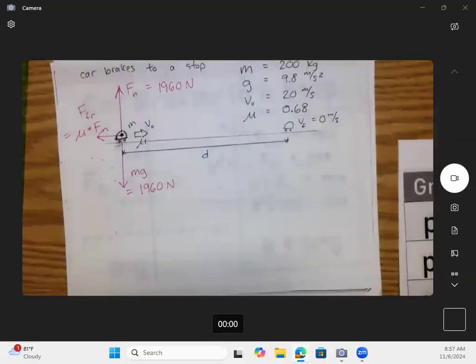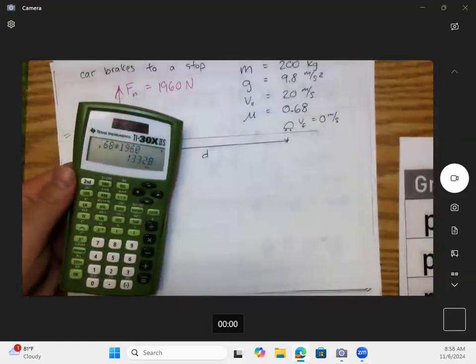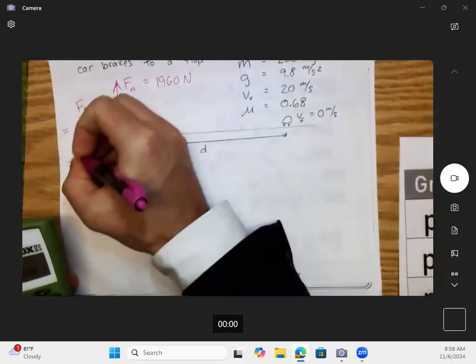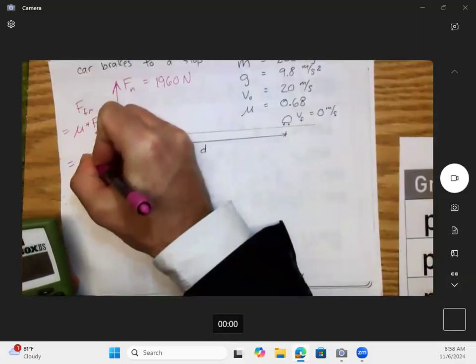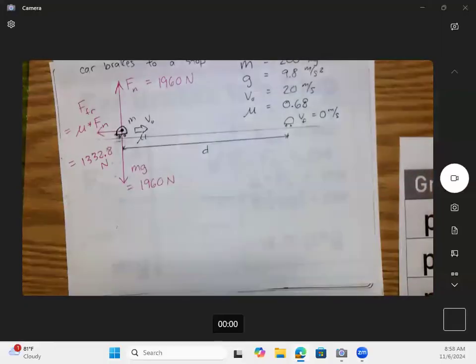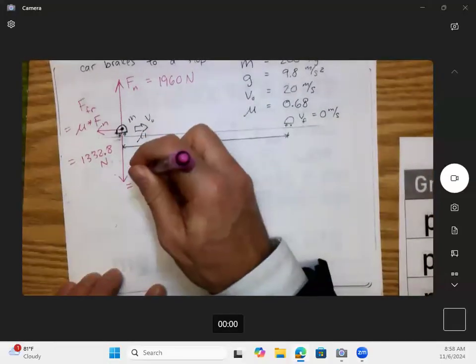Can you calculate? You do it, I'll calculate it off screen. Let's see if we get the same number. I got the coefficient of friction, I got the normal force. I have a number on my calculator screen. What are you getting? Yeah, 1332.8. Let's keep that extra digit. Why not? Right now it's crazy precise. 1332.8, that could be newtons.